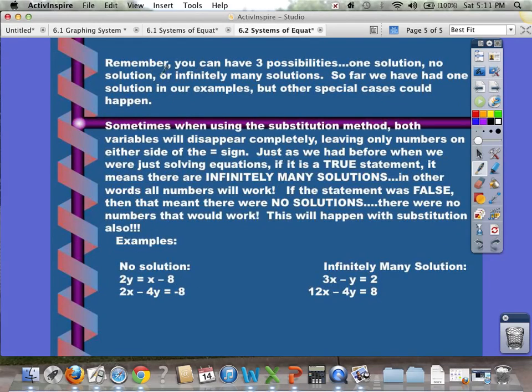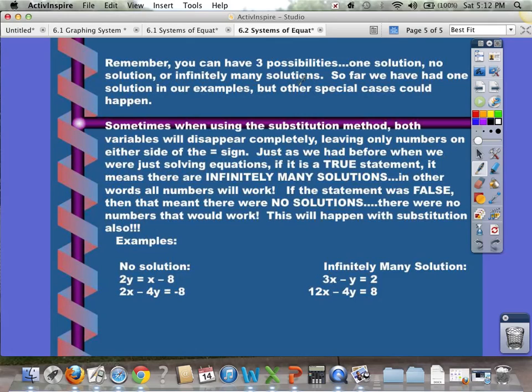All right, so remember, you can have 3 possibilities though. You can have one solution, which we just showed you, and then you can have no solution or infinitely many solutions. So far we've only talked about the one solution situation in our examples, but there are other special cases that could happen. If you can remember back when we were solving equations, we had some weird answer things before. So we've talked about this before.